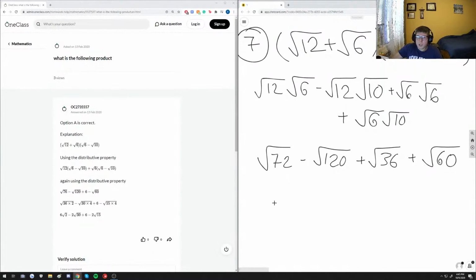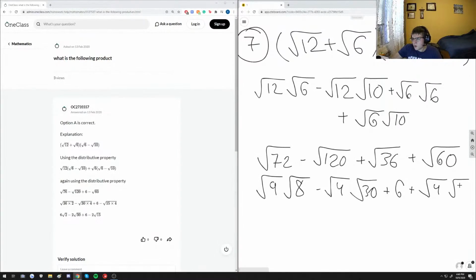So just off the top of my head, I know that 4 goes in, I know that 9 goes into 72. So that could be written as the square root of 9 times the square root of 8. Another thing is I can possibly see this being written as the square root of 4 times the square root of 30. And then square root of 36 is easy because it's a perfect square. So we're going to have 6. And once again, I can see the square root of 60 being written as the square root of 4 times the square root of 15.